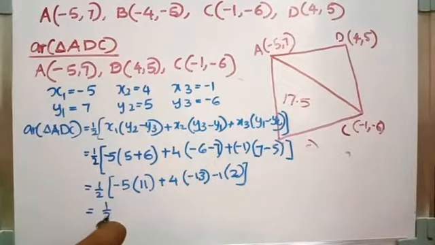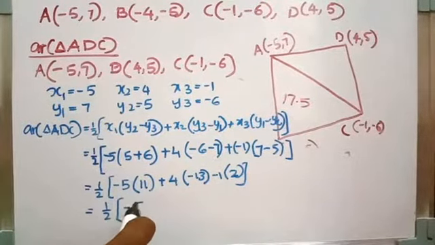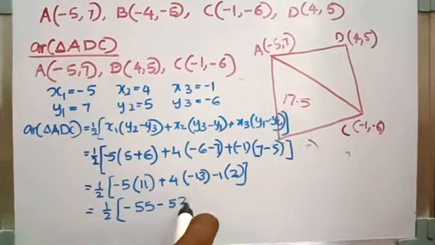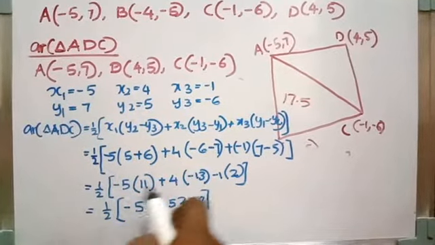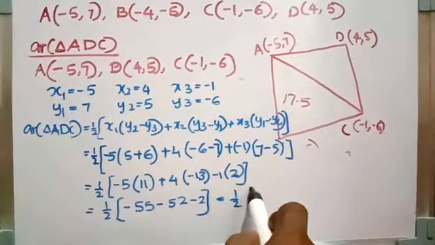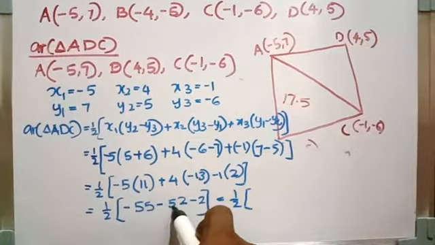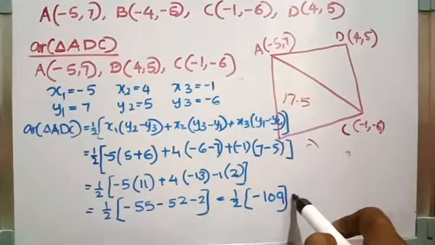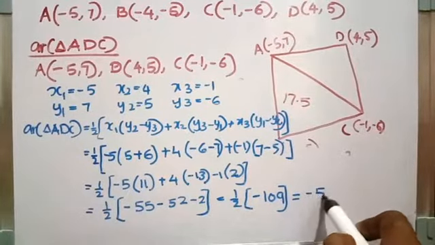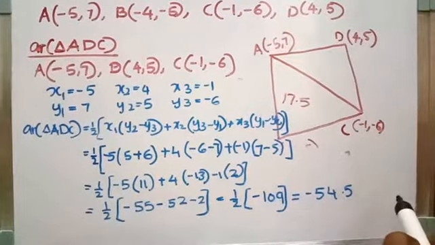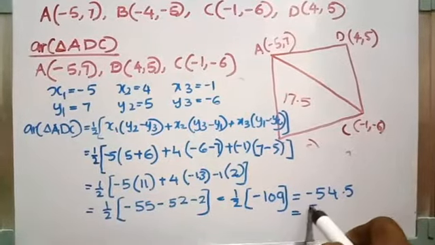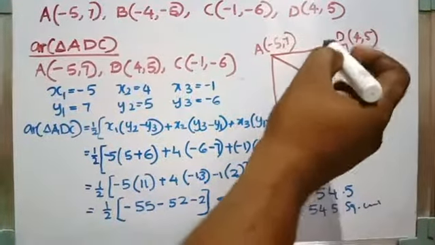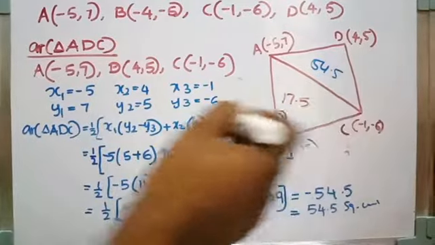So we get half of -5 into 11 plus 4 into -13 plus -1 into 2. That's equal to half of -55 minus 52 minus 2, which is -109. So when you take half of that, which is -54.5, but as the area cannot be negative, its answer will be 54.5 square units. So area of ADC is 54.5 square units.